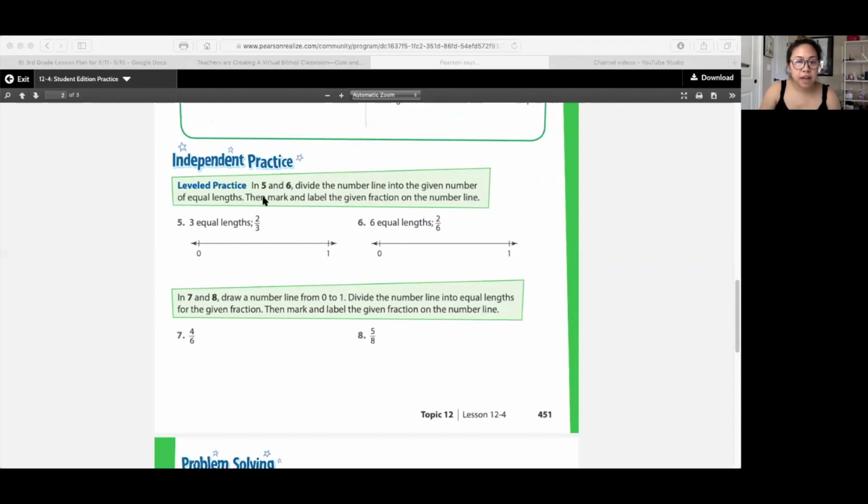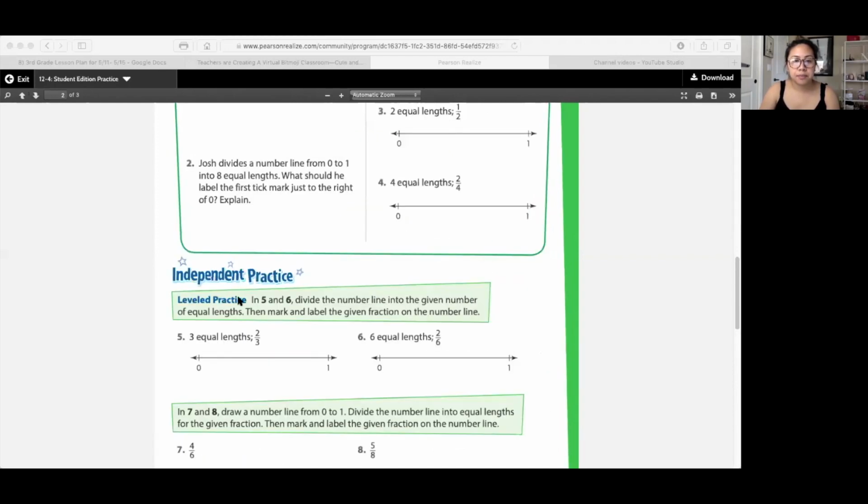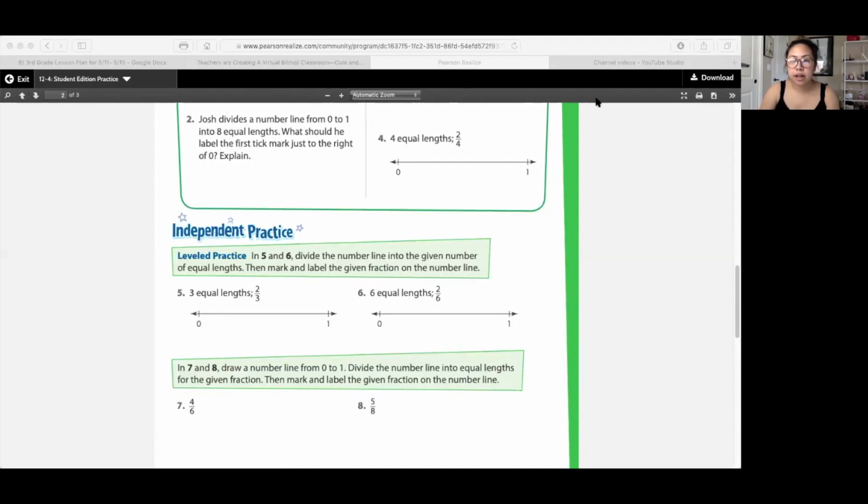So for number 5 and 6, divide the number line into the given number of equal lengths, then mark and label the given fraction on the number line. So kind of what we were doing up here. For number 5, we know we need to cut it into 3 equal lengths and label where 2/3 would be.